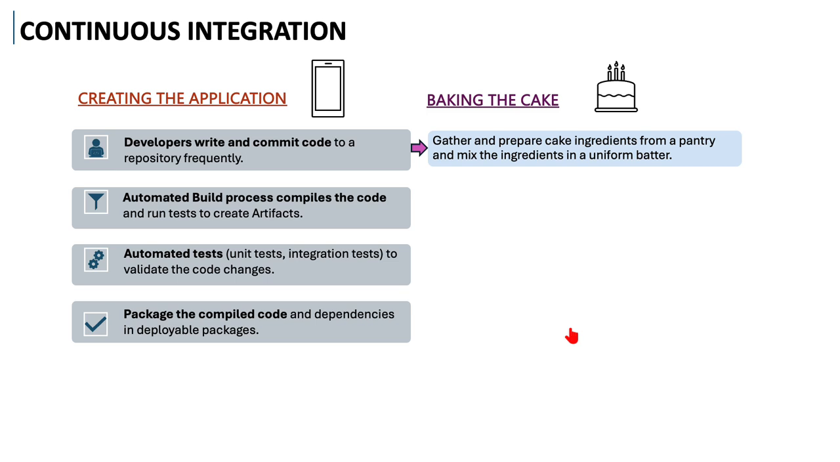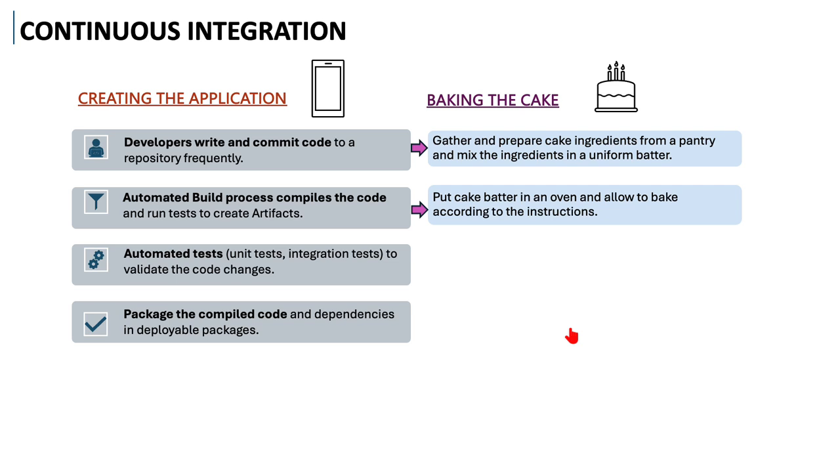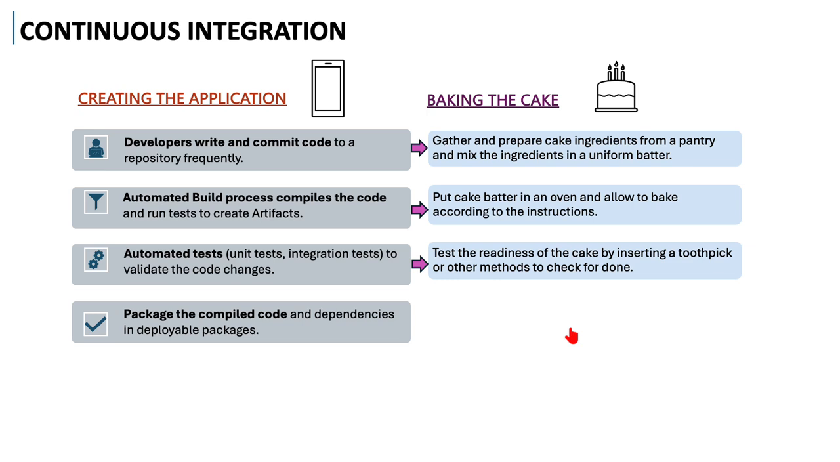And then we move into the automated build process, which again compiles the code, takes the libraries, the code, the resources in order to create what's called an artifact, such as putting the cake batter that you've mixed based on a recipe into an oven and allowing that cake to bake in accordance with instructions provided. And then there's automated testing related to unit tests, integration tests, in order to verify that the code changes are correct, similar to testing the readiness of a cake by inserting a toothpick or other methods to check if the cake is done. So we want to test the code to make sure that it's right, as well as check the cake to make sure that it's done and not half-baked, if I could use that term.